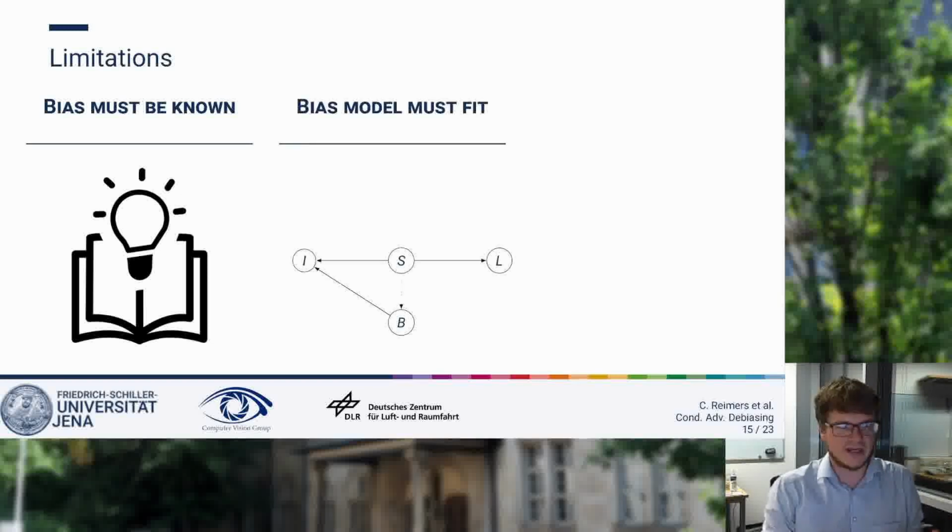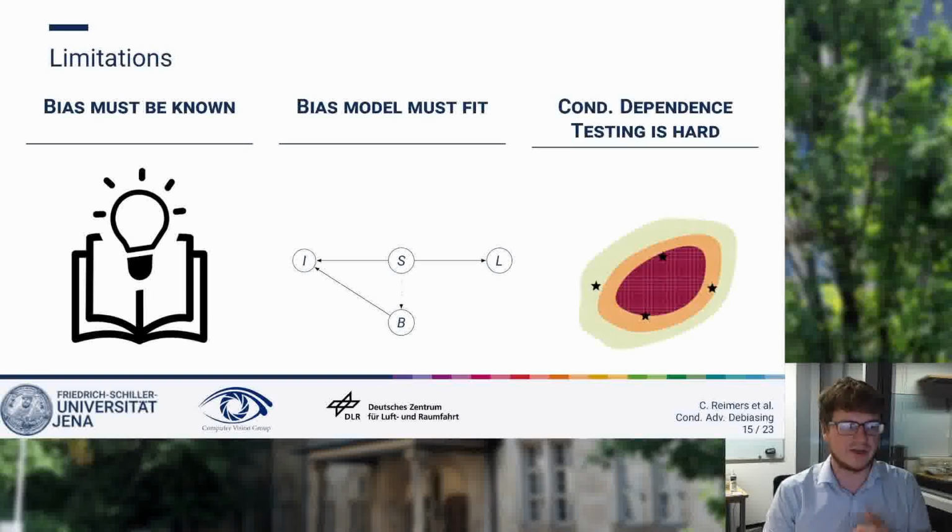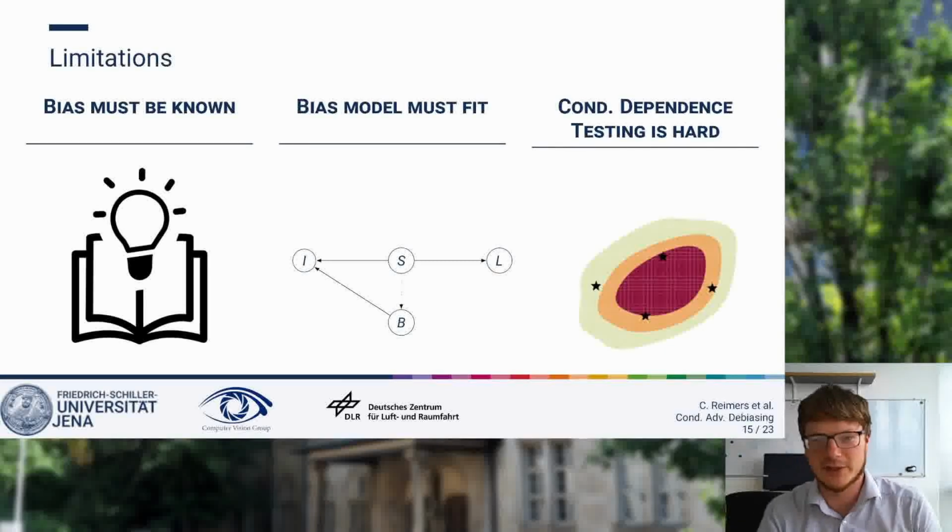Second, the bias model we presented earlier has to fit the data, and this is not always the case. We believe it's the case for many biases in computer vision, but certainly not all of them. And third, conditional dependence tests are actually harder than unconditional dependence tests. This is less a problem of time, but more a problem of numerical stability and finite sample effects. So finally, we can come to our empirical results.